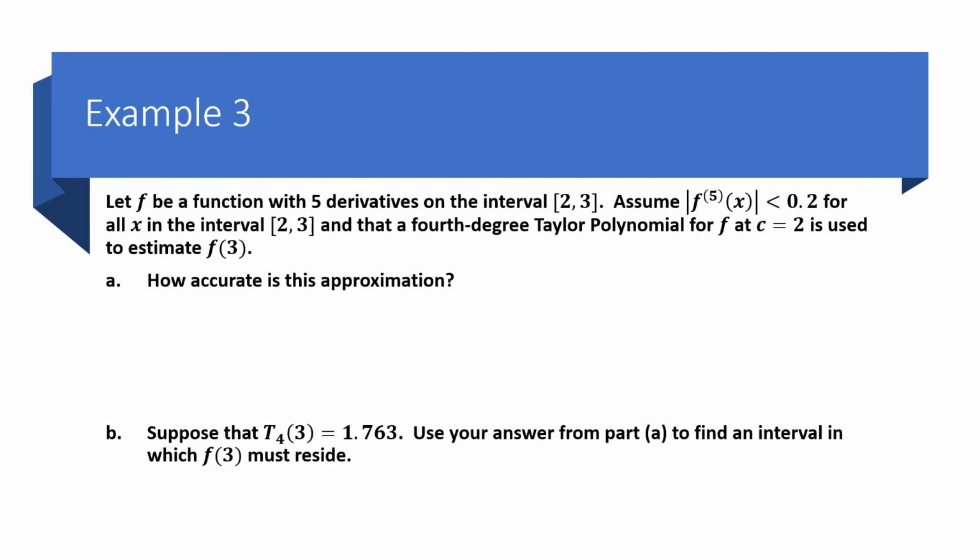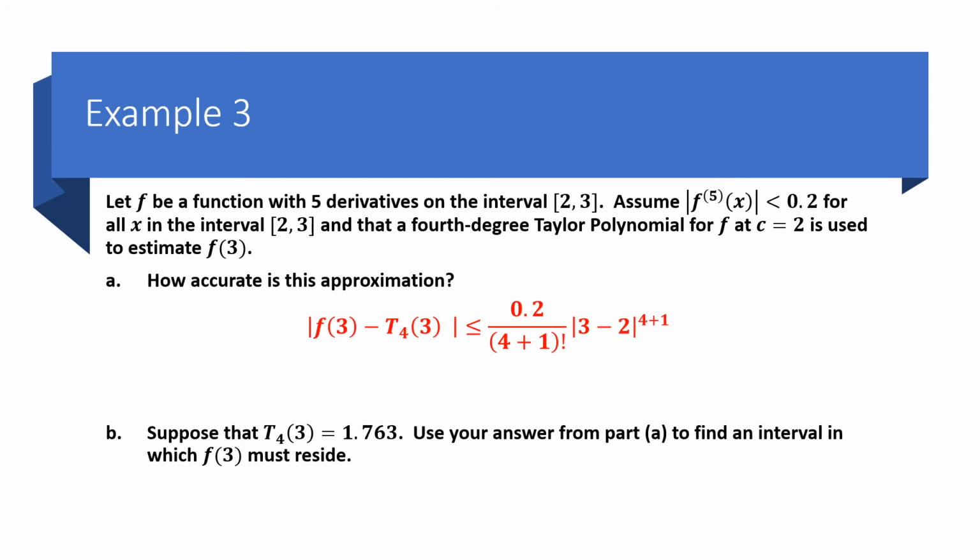All right, so example 3, it says let f be the function with 5 derivatives on the interval of 2 to 3. Assume that the absolute value of the fifth derivative is less than 0.2. So that means the maximum fifth derivative is less than 0.2 for all x in the interval of 2 to 3. And that a fourth degree Taylor polynomial for f at c equals 2 is used to estimate f of 3. So first of all, they want to know how accurate is this approximation.